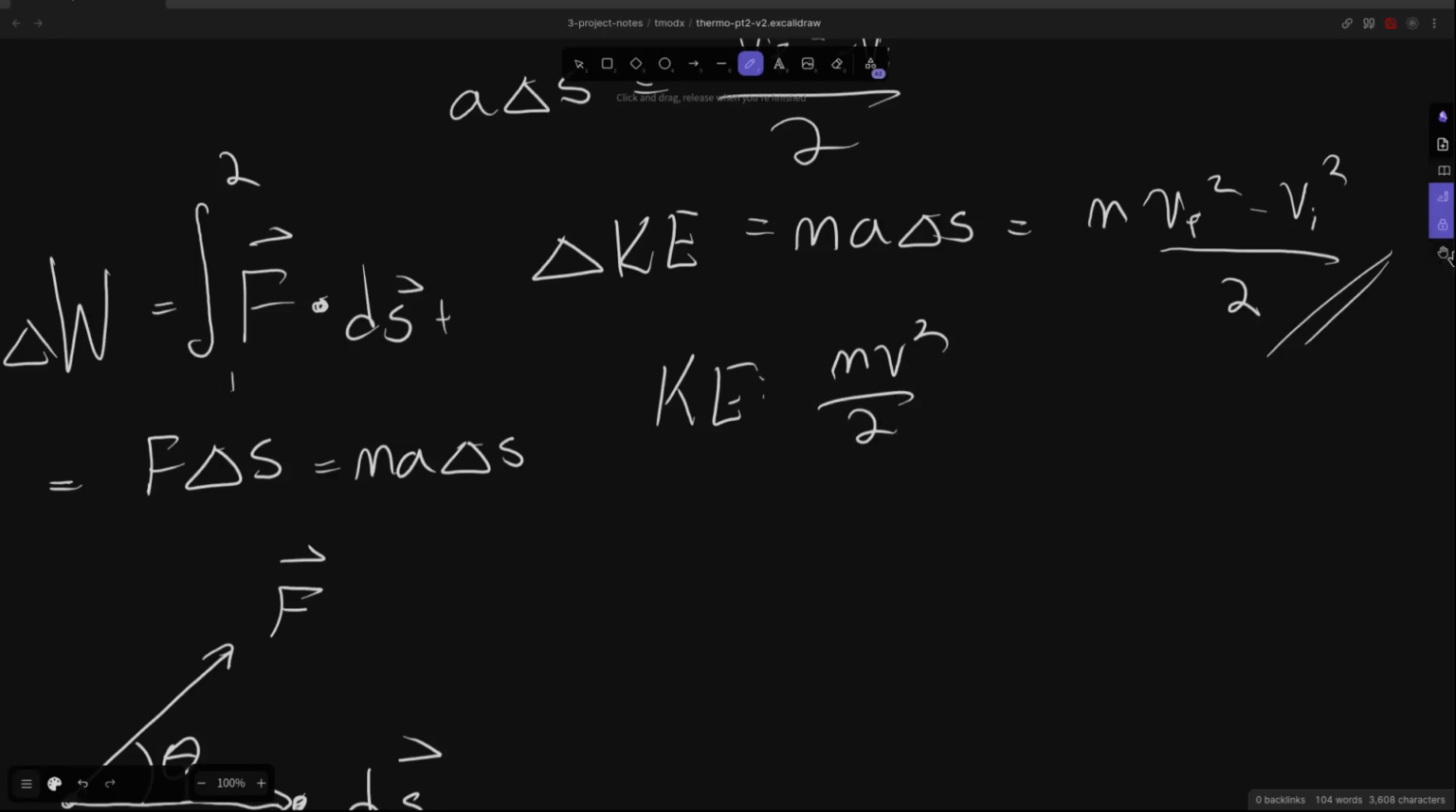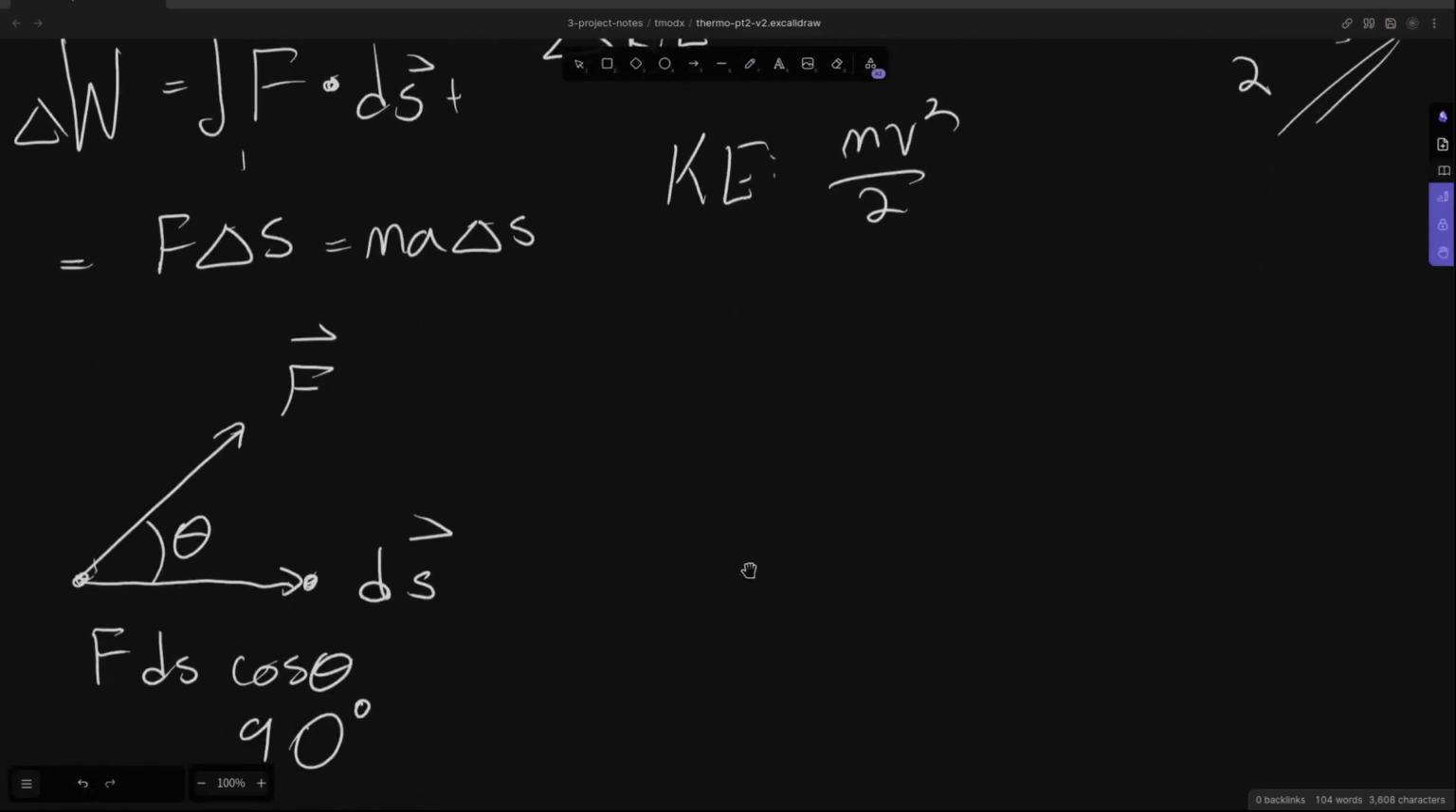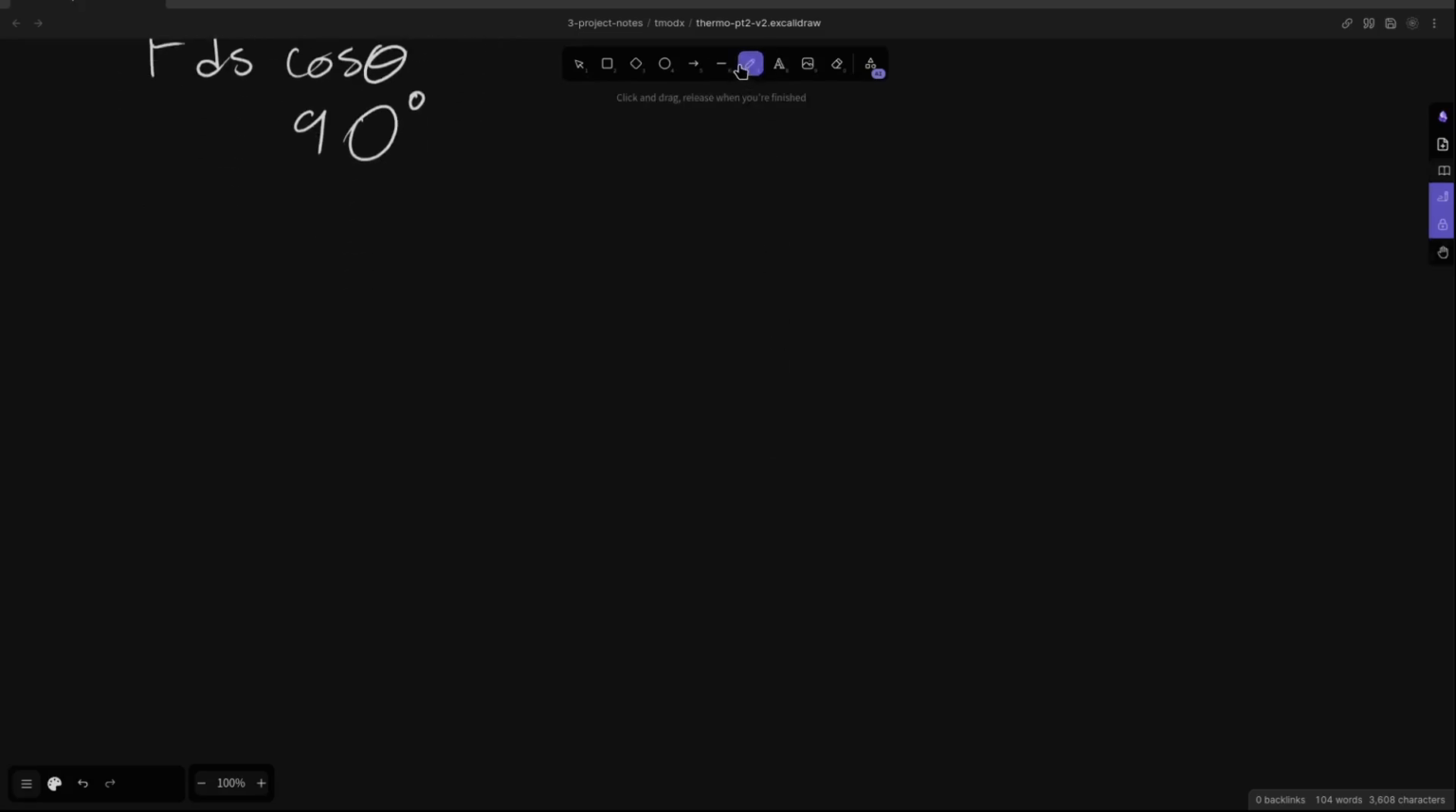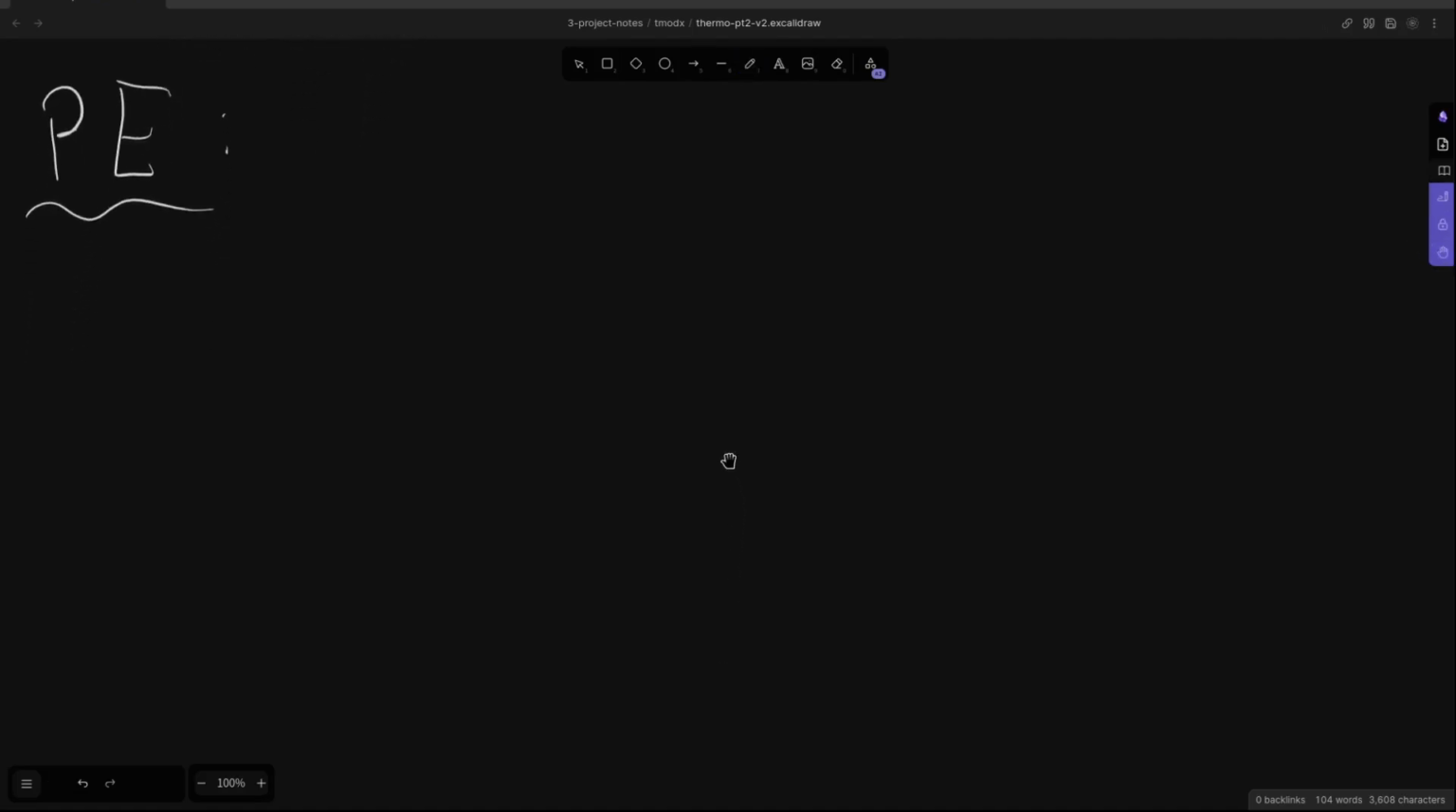This is our kinetic energy. Another form of energy that a system can have is potential energy. There are a lot of kinds of potential energy you can have, but we're usually going to ignore some of the more niche ones, and gravitational potential energy in terms of bigger macro scale systems is what we're usually going to be looking at.